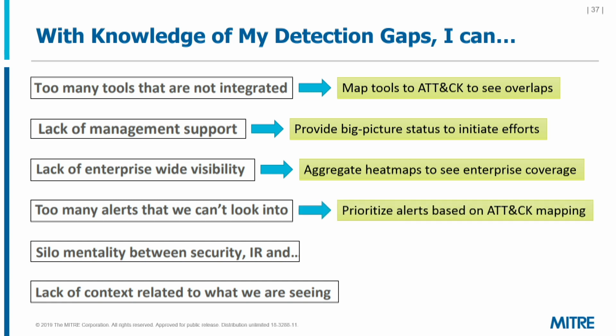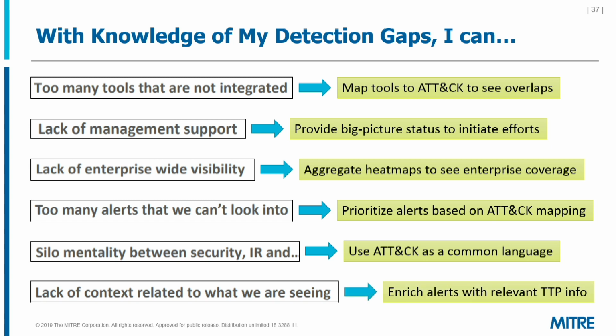Having too many alerts, what you can also do with ATT&CK here is prioritize alerts based on the ATT&CK TTPs that they might map to. The silo mentality, ATT&CK can be a common language that can facilitate communication across the different teams. And in the lack of context, you can start enriching alerts with their ATT&CK TTP info, and that can help you understand the overall context of where the alert fits in.